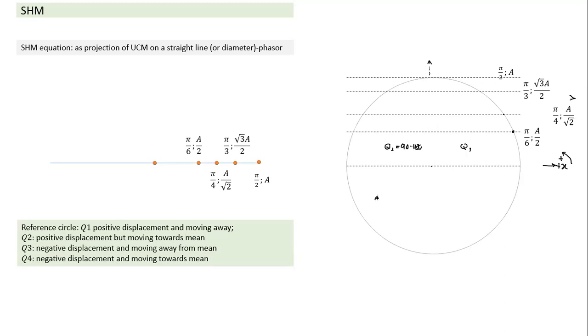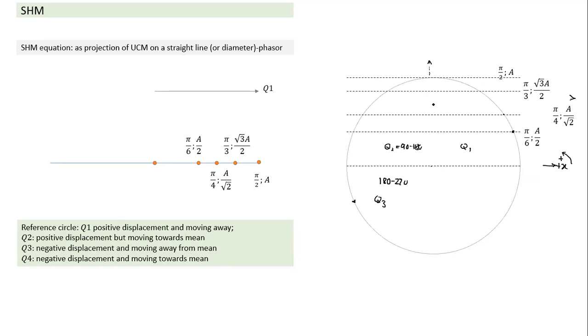In Q3, displacement is negative. It is in the lower half, and in the entire region the displacement is negative. When it is moving in Q3, the third quadrant, 180 to 270 degrees, it is moving away from the origin towards the negative axis. And I can represent something like this.